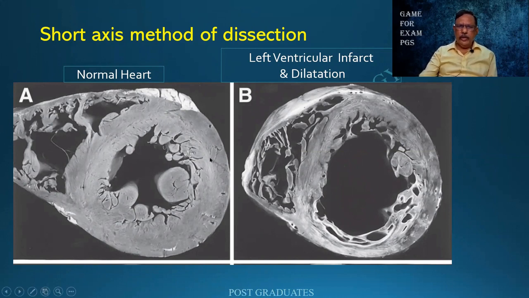So along the short axis, both the ventricles are being cut. This is the lateral wall, interventricular septum, and the right ventricle. This is a picture of the normal heart. In this case, I find that this is thinned out. That is because of dilatation. There has been an infarct of the left ventricle, as a result of which it becomes distended. One of the complications of it.